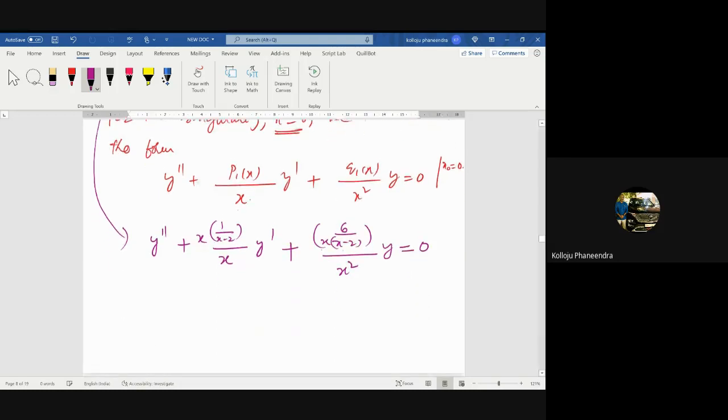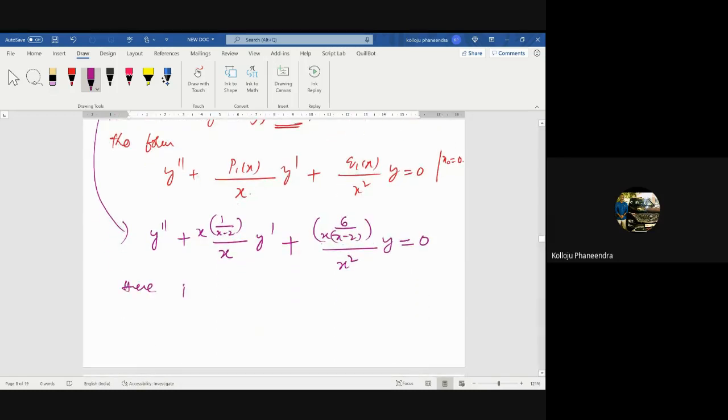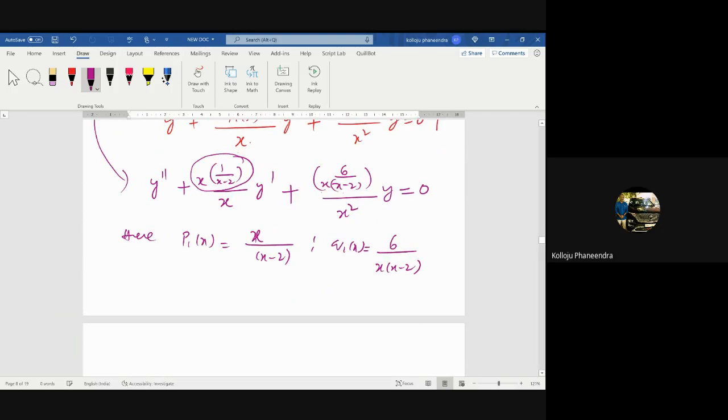That structure is there. Now, what is p1(x)? This entire thing is p1(x): x by (x minus 2). Sorry, this is not 1 by x; the x is in the numerator now, right? So p1(x) is x by (x minus 2), and q1(x) is 6 by x into (x minus 2).